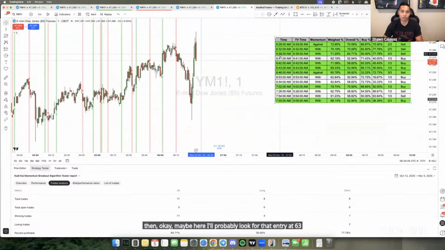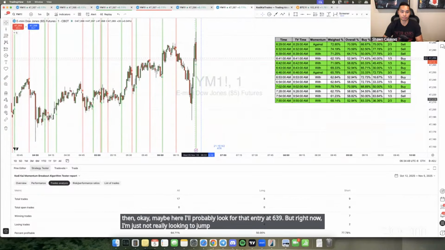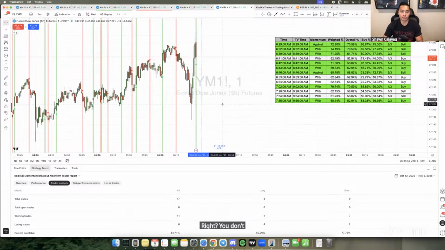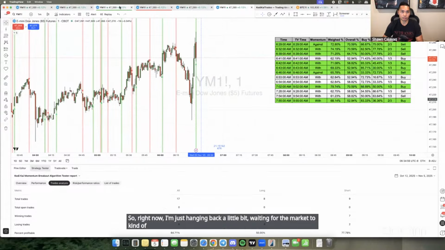But right now, I'm just not really looking to jump in front of the momentum, right? You don't want to fight momentum, you want to go with it. So right now, I'm just hanging back a little bit, waiting for the market to kind of stabilize a little bit. Here's the main chart.